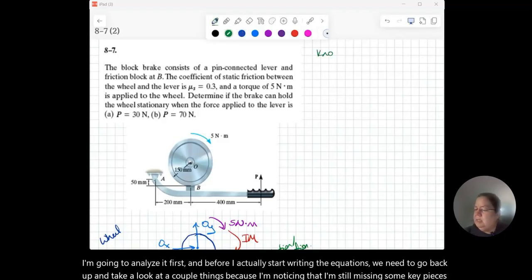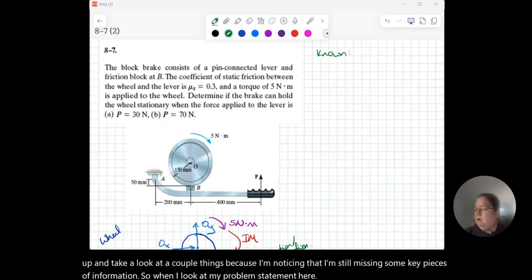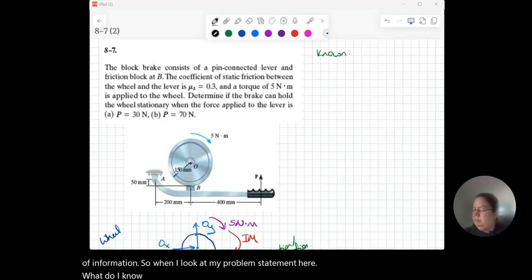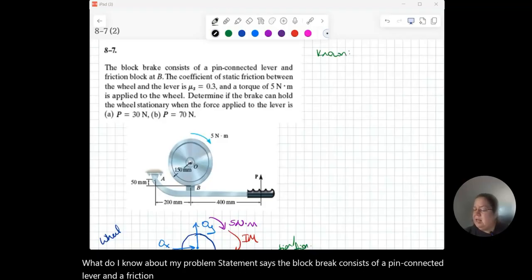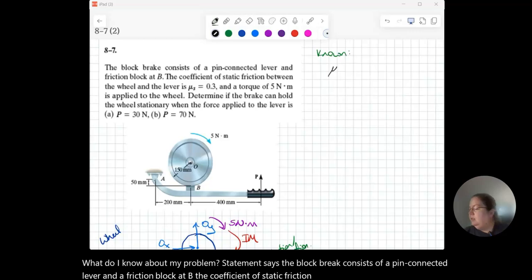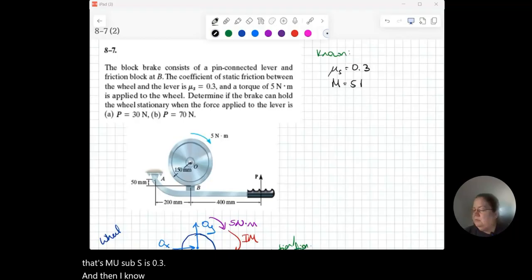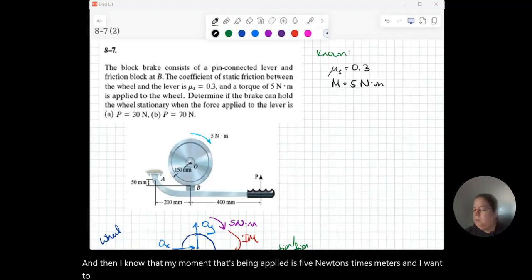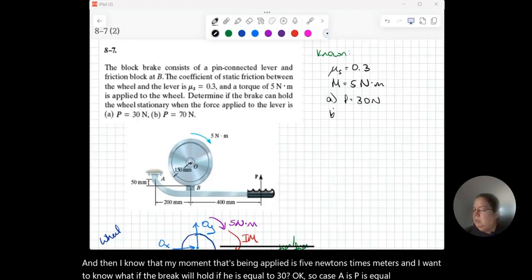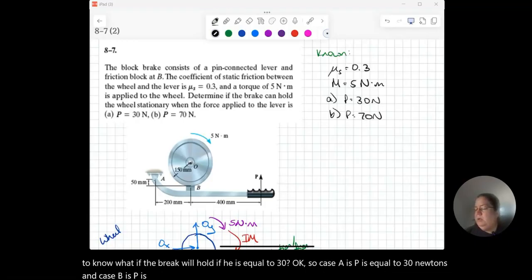So when I look at my problem statement here, what do I know? It says the block brake consists of a pin-connected lever and a friction block at B. The coefficient of static friction between the wheel and the lever, that's mu sub s, is 0.3. And then I know that my moment that's being applied is 5 newton-meters. And I want to know if the brake will hold if P is equal to 30. Okay, so case A is P equal to 30 newtons and case B is P equal to 70 newtons, and we want to know what's going on with that.